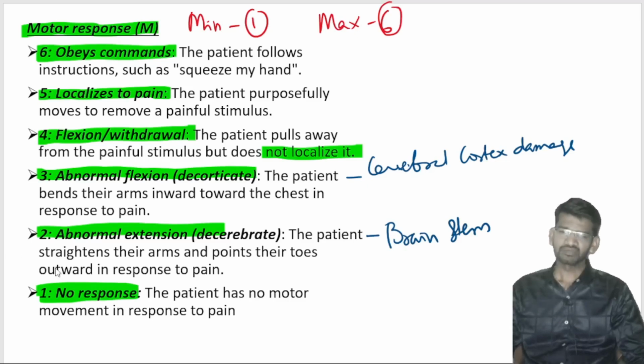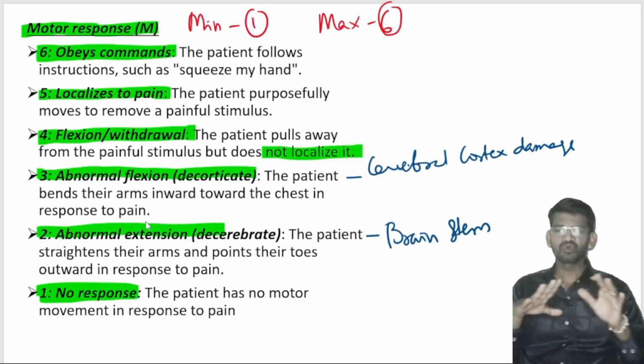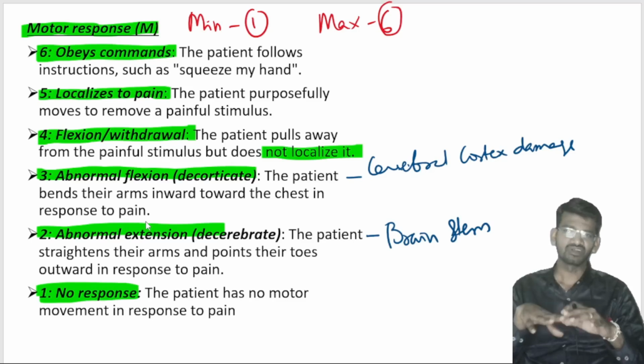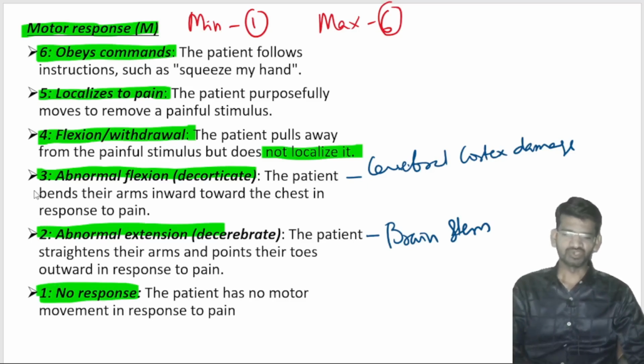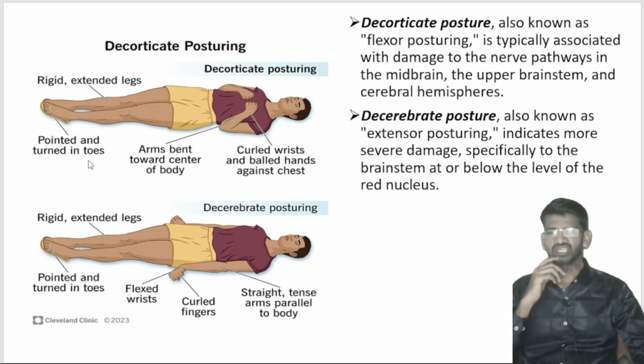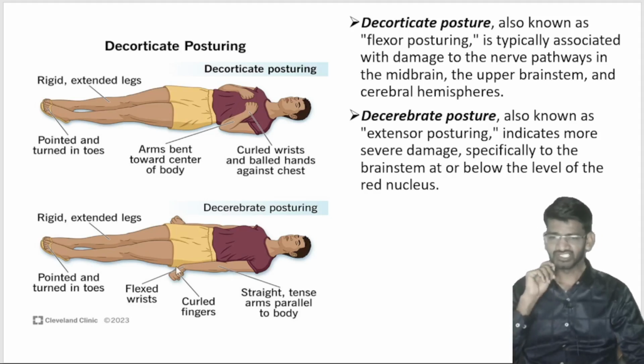So then if the patient doesn't make any response even after the painful stimuli, if no motor movements or motor activities are found, then it will be recorded as no response and a score of 1 will be given. So this is how we assess the motor responses. So you can see the picture here, decorticate position and the decerebrate position.